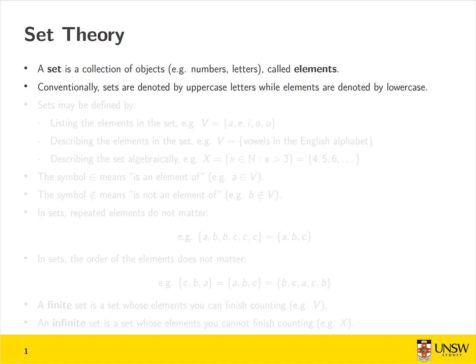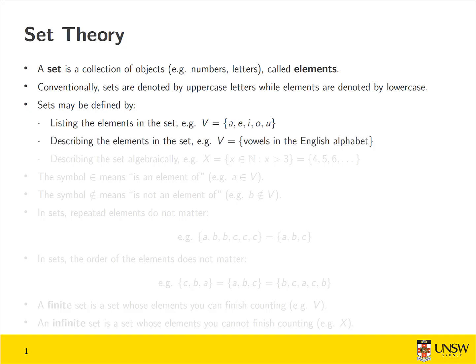It's standard to use uppercase letters to represent sets, and lowercase letters to represent the elements of sets. The simplest way to define a set is to list all its elements. The elements are separated by commas and surrounded by curly brackets, or braces. For example, the set V here is the set containing the letters A, E, I, O, and U.